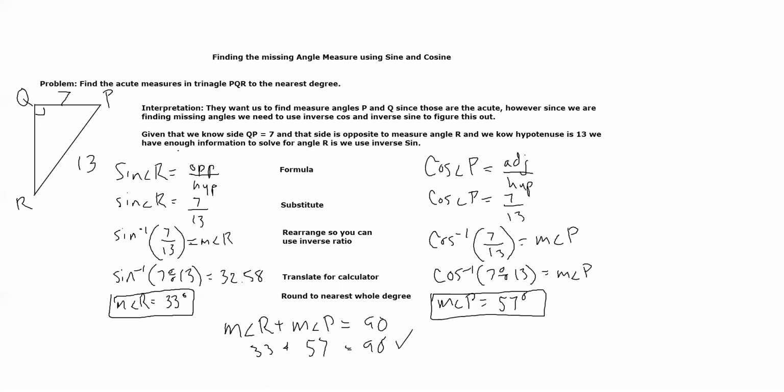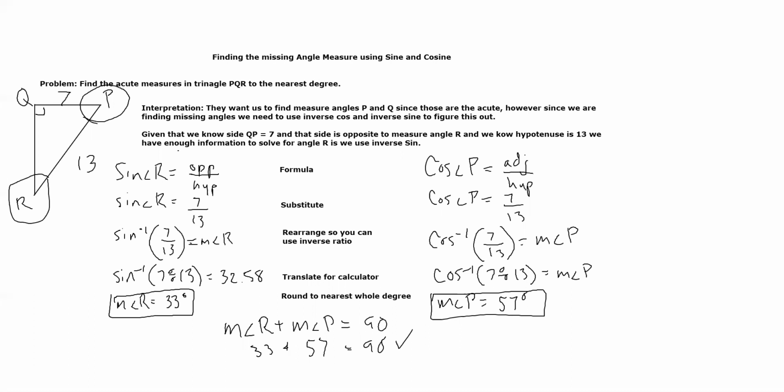Now, there's that word again: acute. If we remember from the vocabulary in the beginning, acute means angles that are less than 90 degrees, which means they want to know this angle and this angle. Interpretation: they want us to find the measures of angles P and Q since those are acute. However, since they are finding missing angles, we need to use inverse cos and inverse sine to figure this out.